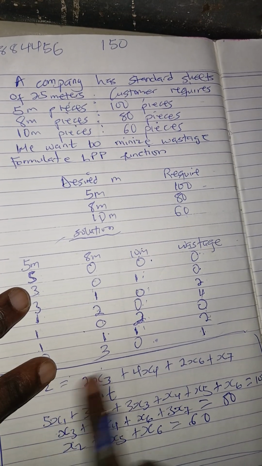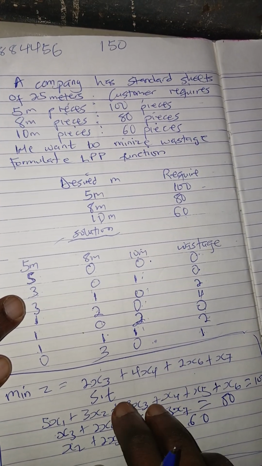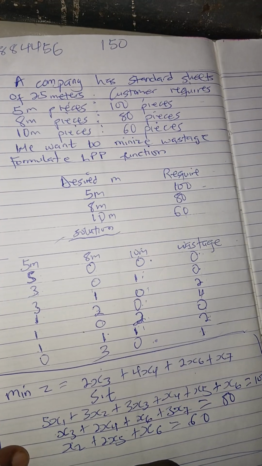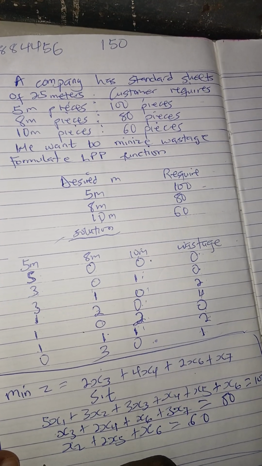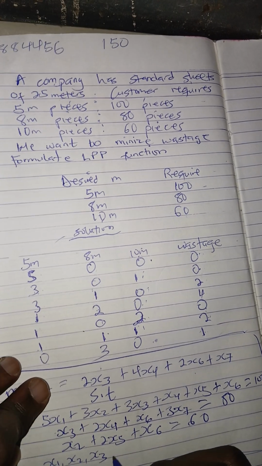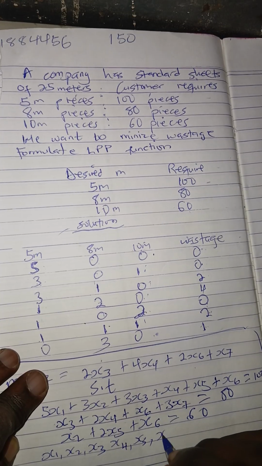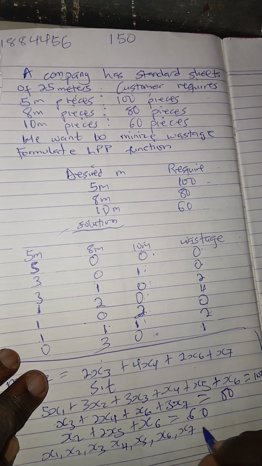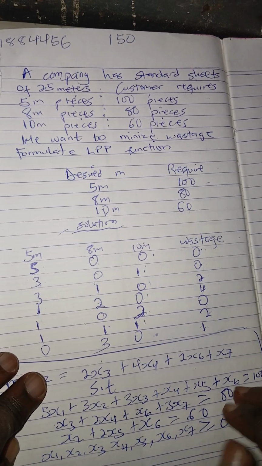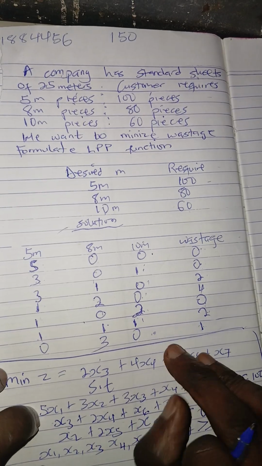This is your L.p.p model. This becomes your objective function. These are your constraints subject to non-negativity constraint. So we have x1, x2, x3, x4, x5, x6, and x7, all greater than or equal to 0. That is a non-negativity constraint. So this is your L.p.p model from that question.